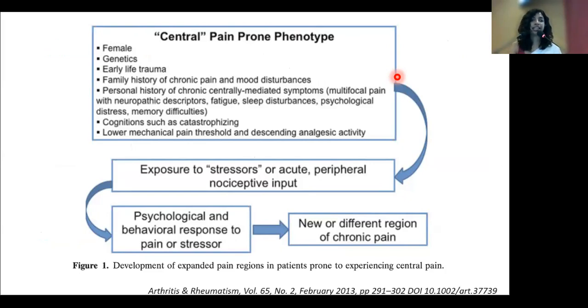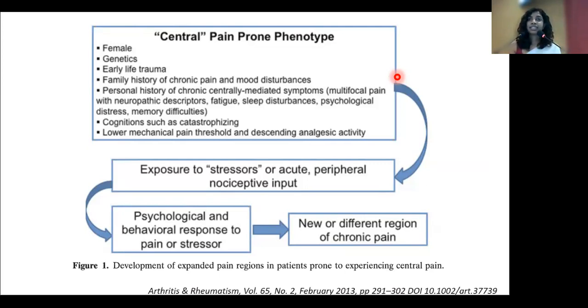So generally, females are more prone to have centralized pain. There is a genetic predisposition. If there's a family history of chronic widespread pain, it could be there. If there's early trauma, and if the patient has other features like catastrophizing, that is when something is not as bad, they see it as the worst possible thing on earth, right? If they have such traits, again, they're more likely to have centralized pain.